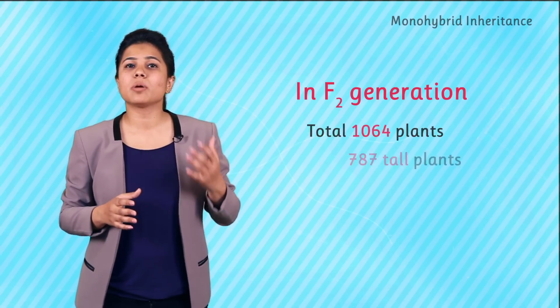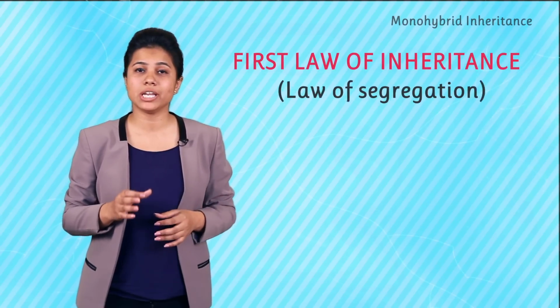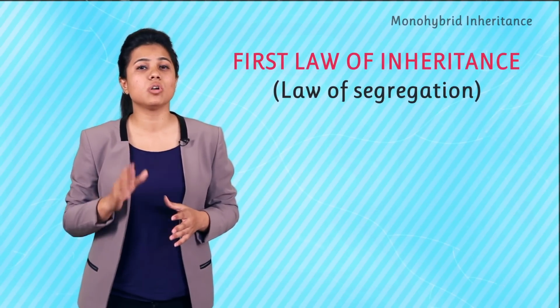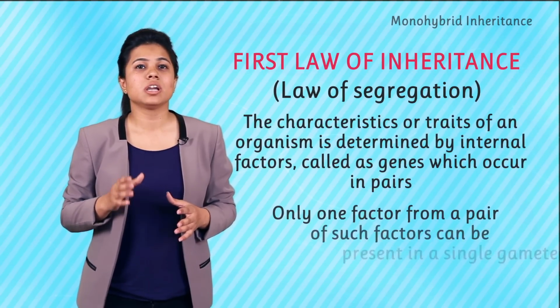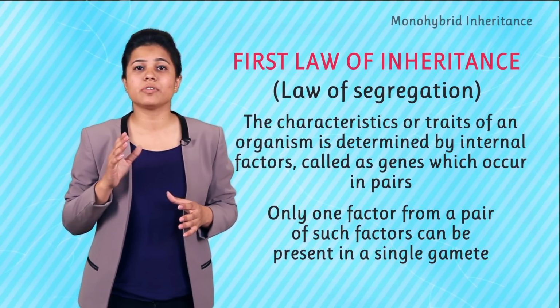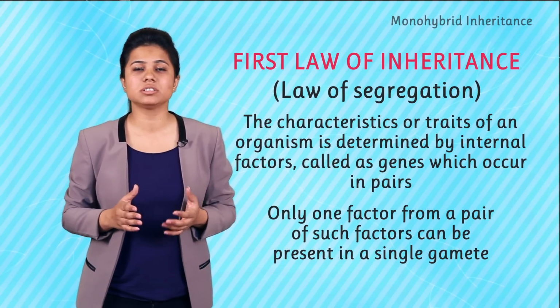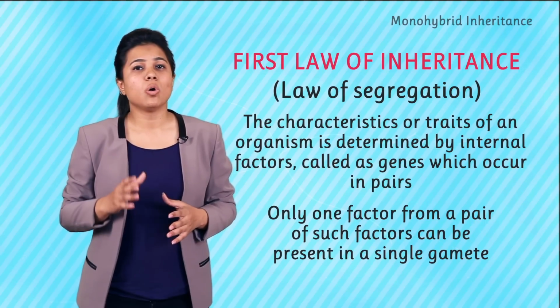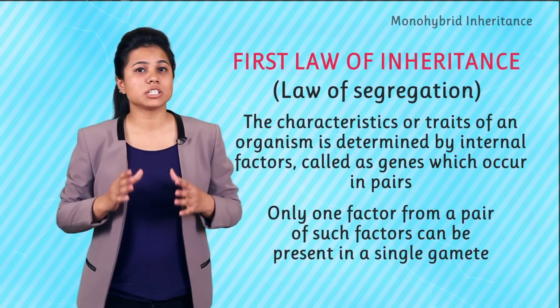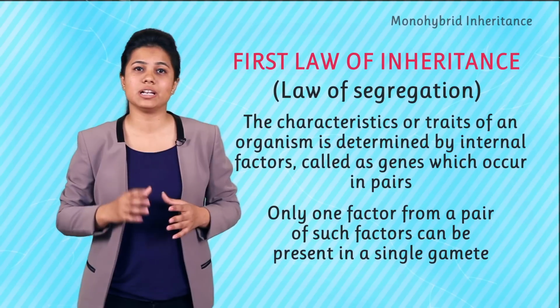From the monohybrid cross, Mendel formulated the first law of inheritance, or law of segregation, which stated that the characteristics or traits of an organism are determined by internal factors, now called genes, which occur in pairs. Only one factor from a pair of such factors can be present in a single gamete. So, in this video, we have seen the monohybrid cross and the law of segregation. In our next video, we are going to see the dihybrid cross and the law of independent assortment.